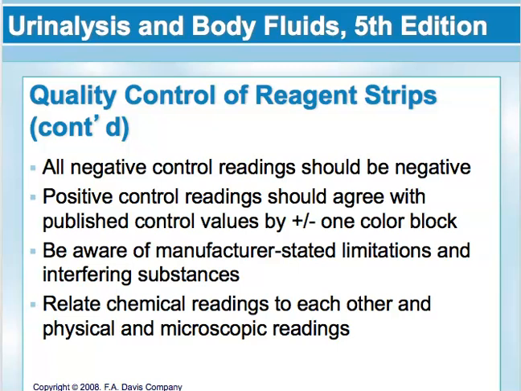And then finally, chemical readings should be related to one another and to physical and microscopic readings. So all of your physical examination, the chemical results, and the microscopic results, all of those should kind of work together to paint a picture. So if those three elements of the urinalysis are not correlating, then you might want to try to investigate to see what's going on.